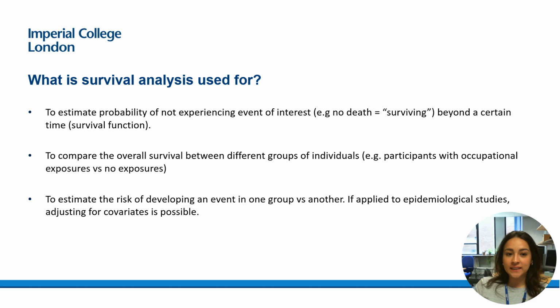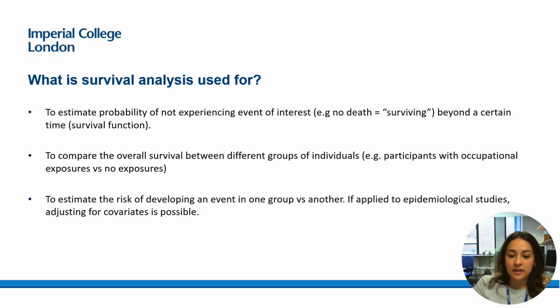But firstly, what is survival analysis and what are the aims of it? So survival analysis is a statistical method used to estimate the probability of a person or a group of people surviving over time, meaning not experiencing the event of interest. In this case, I'm referring to death, for example, so that's why we call it surviving.